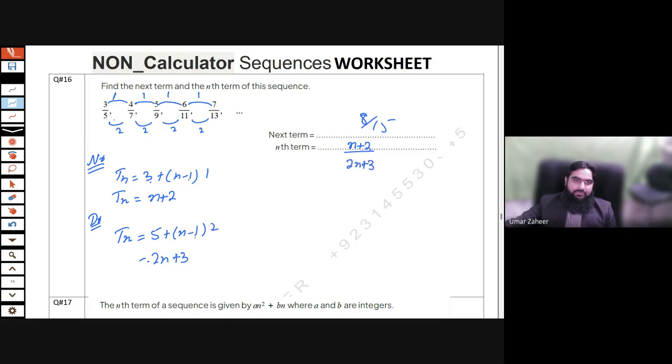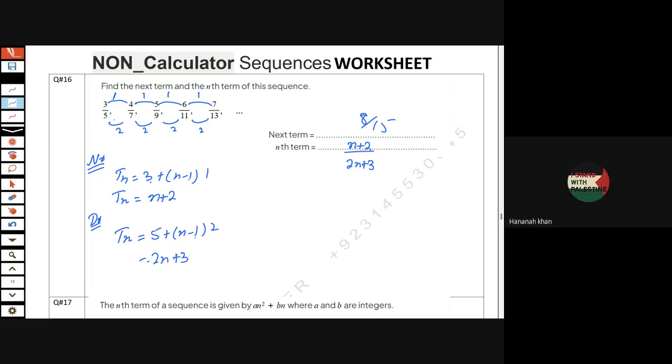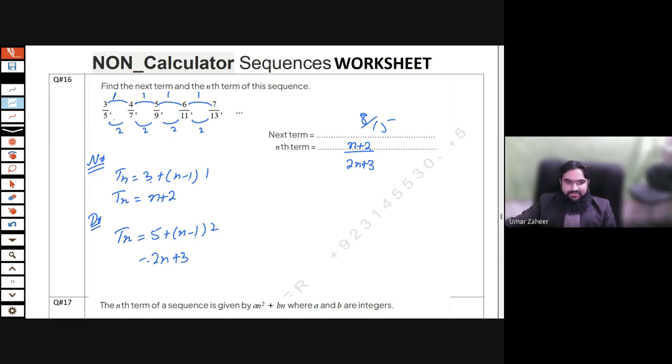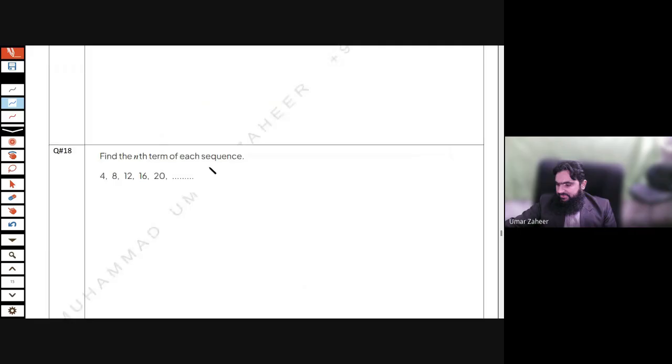So don't be confused if you are getting a fractional sequence, okay? You have to deal with both sequences separately. All right, everyone, just do the next questions.